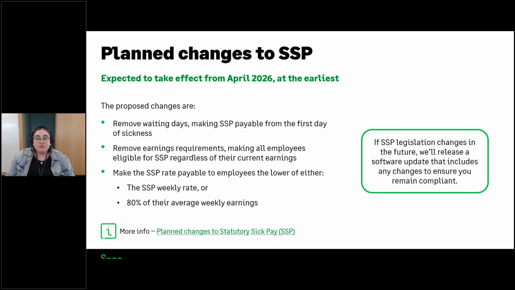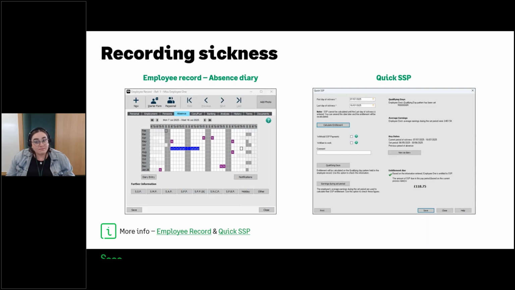But let's move on to recording sickness. As I said, there are a couple of ways that you can do this in the programme, it just depends on the way that you would prefer. You can either use the absence diary, which is found in the employee record and absence. You can also find this in the SSP tab in Enter Payments. And then you've got the other option of Quick SSP. This is found in the Payroll Link section and the Employee Task section as well. Quick SSP does also have the option to print a report of the information that you've inputted too. So if you do want to keep record of the information that you've put into the programme, you absolutely can.